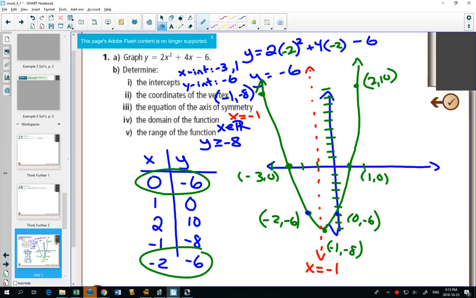All right, questions for practice are 4, 5, and 7.